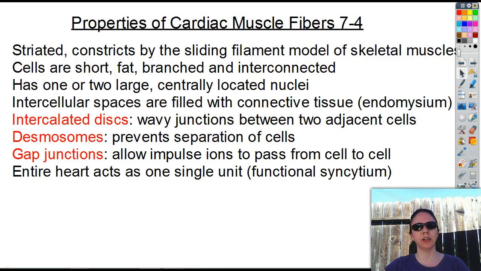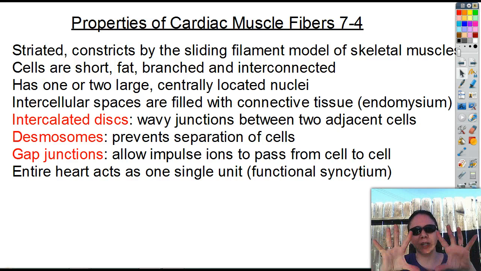First of all, they are also striated, like your skeletal muscles, and they contract by using the sliding filament model of skeletal muscles. So they kind of do the same thing. Remember that? Yeah, they do that. The cells are much shorter, though, because if you remember, skeletal muscles were very long and skinny. These cells are much shorter. They're kind of on the fat side.